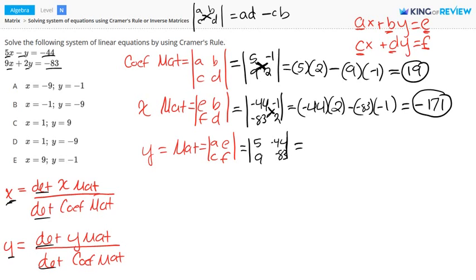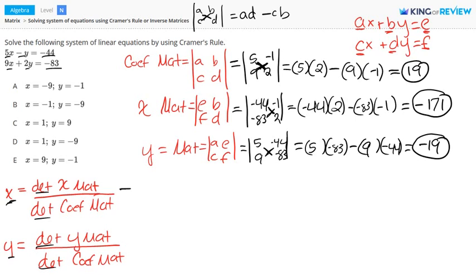And now for the y matrix. We have the product of the entries in the main diagonal, so 5 times -83, minus the product of the entries in the other diagonal, 9 times -44. So what does this equal? Well, when we work this out, we get -19.